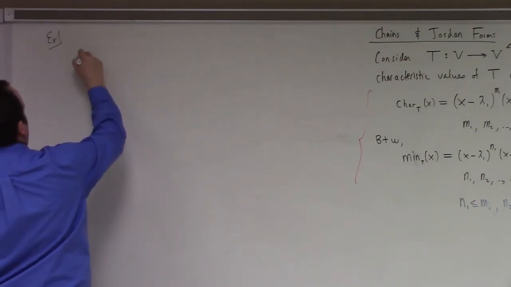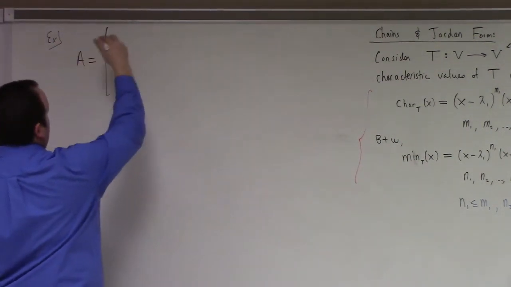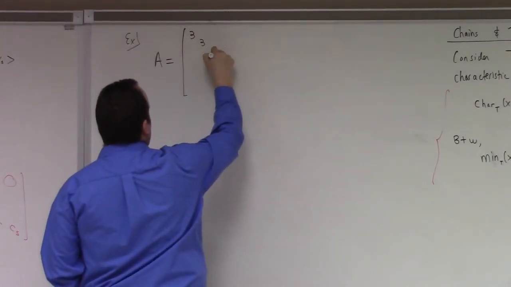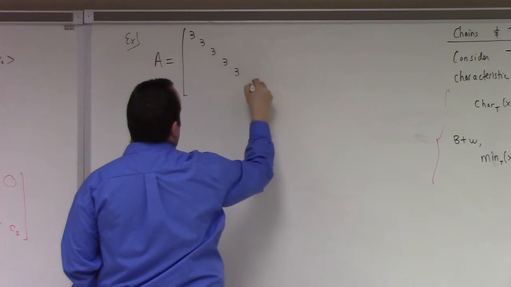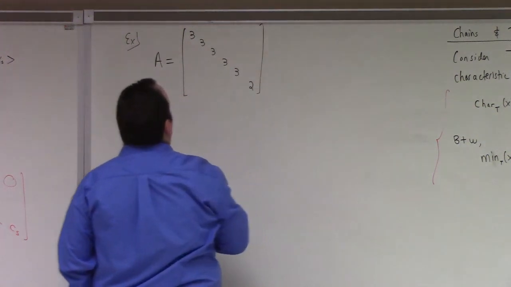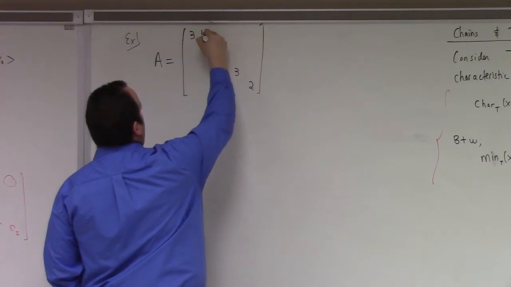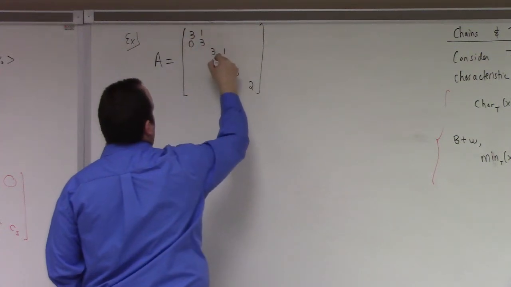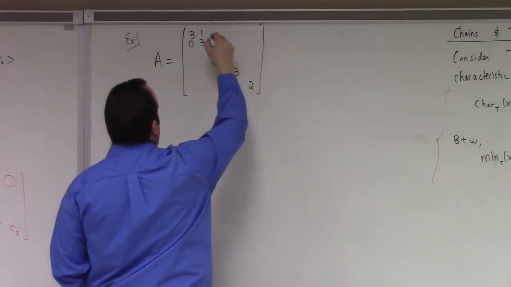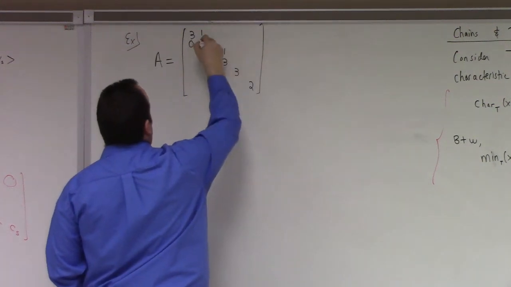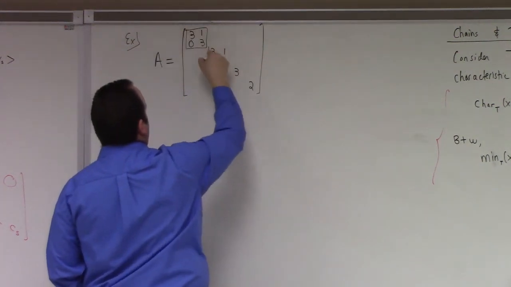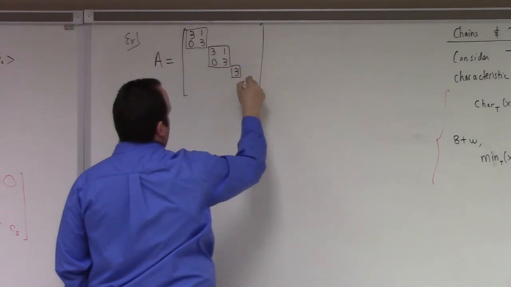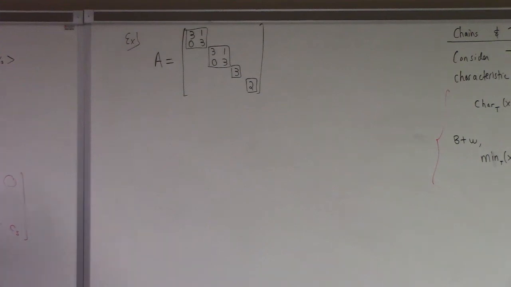All right, so if I had A equal to something like 3, 3, 3, 3, 3, and 2. All right, and I had a 1 here and a 1 here, but then zeros elsewhere. Then you see what I've got is I've got these blocks. These are so-called Jordan blocks. First of all, if the matrix is presented to you in this way, you can immediately read the eigenvalues off of it.